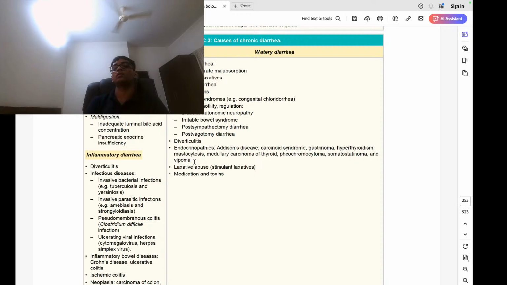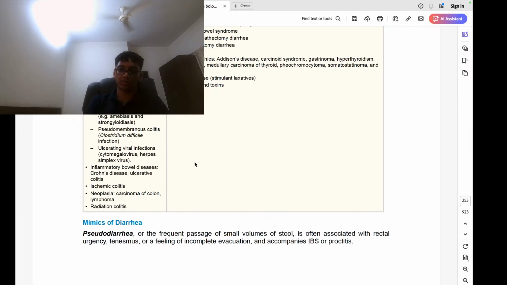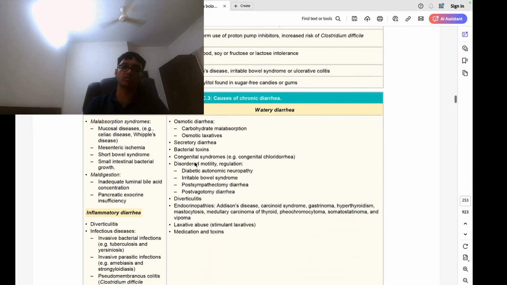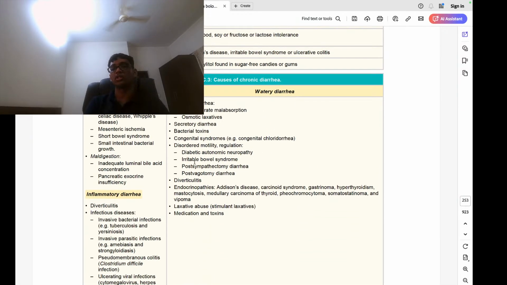Inflammatory diarrhea: you have diverticulitis, infectious disease, bacterial infection, tuberculosis, yersiniosis, parasitic infection, amebiasis, strongyloides, pseudomembranous colitis, Clostridium difficile, ulcerating viral infection, cytomegalovirus, herpes simplex virus, inflammatory bowel diseases such as Crohn's disease, ulcerative colitis, ischemic colitis, also neoplasm, carcinoma of the stomach, lymphoma, radiation colitis. It is malabsorption, maldigestion, and inflammatory.